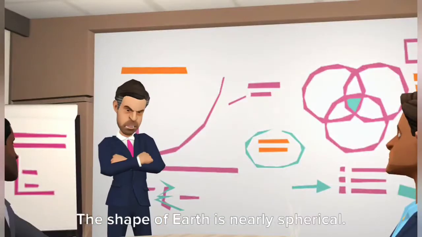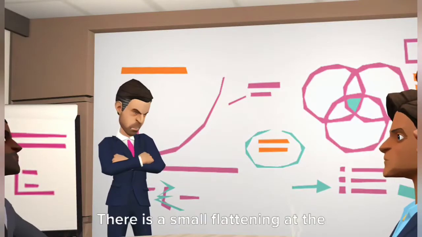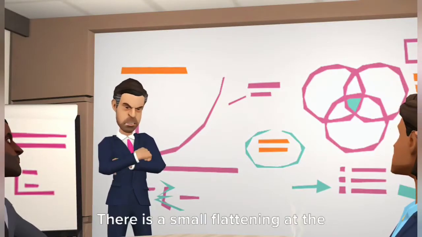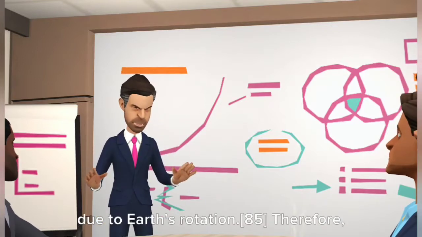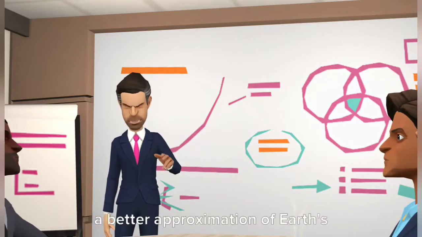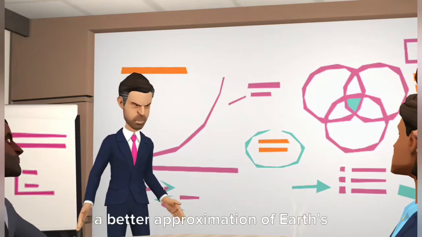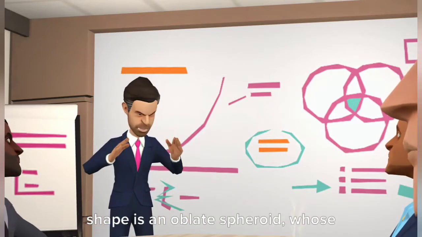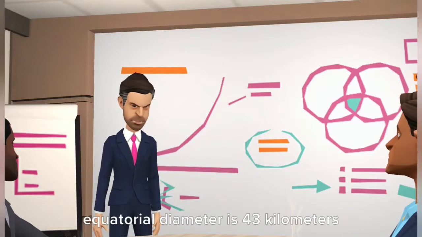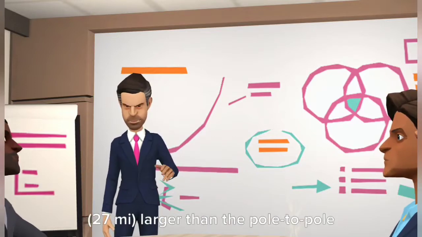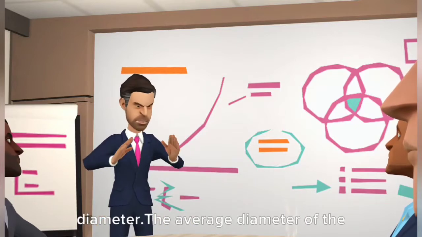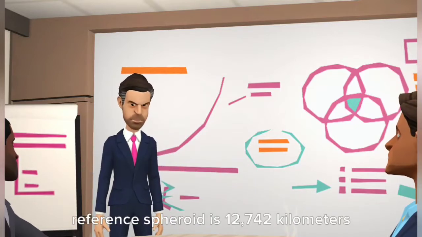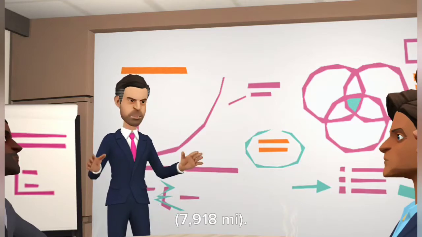The shape of Earth is nearly spherical. There is a small flattening at the poles and bulging around the equator due to Earth's rotation. Therefore, a better approximation of Earth's shape is an oblate spheroid, whose equatorial diameter is 43 kilometers, 27 miles, larger than the pole-to-pole diameter. The average diameter of the reference spheroid is 12,742 kilometers, 7,918 miles.